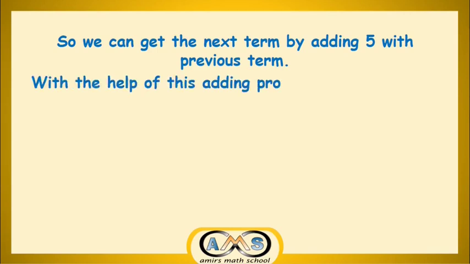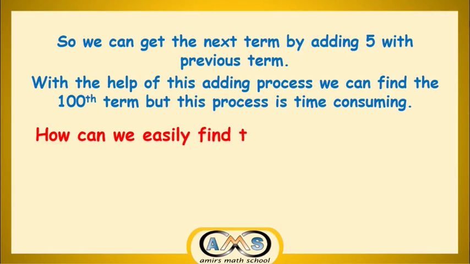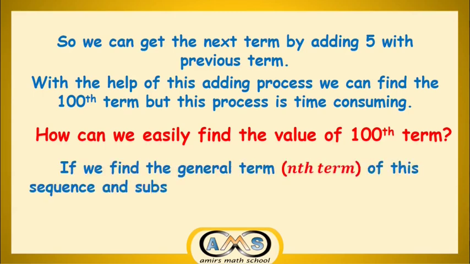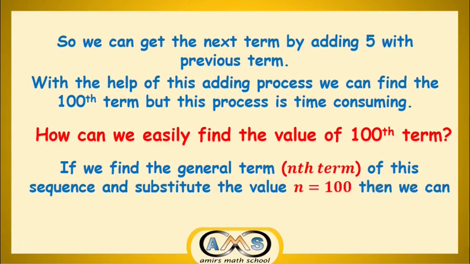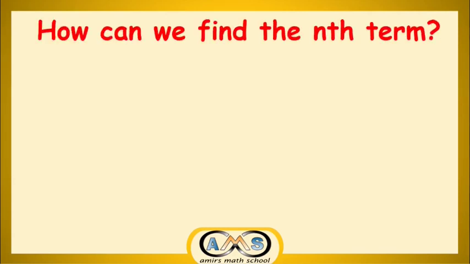With the help of this adding process, we can find the 100th term, but this process is time consuming. How can we easily find the value of the 100th term for this type of sequence? If we can find the general term, that is the nth term of this sequence, and substitute n equal to 100 in that term, then we can easily get the value of the 100th term. This process is very easy and takes less time. Now we are looking at how we can find the nth term.